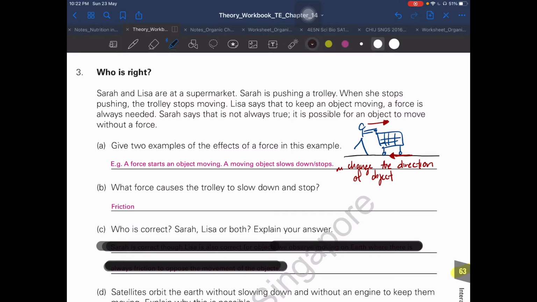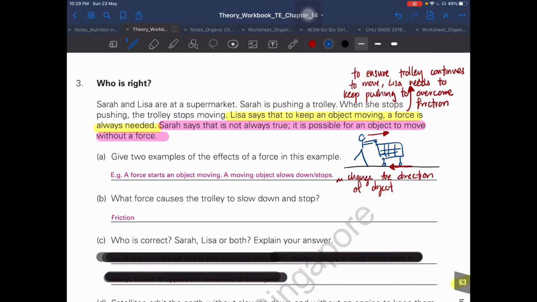Now in terms of who is correct, let's take a look at their statements again. The interesting thing is that both of them are actually correct. Let's take a look at the statements individually. For Lisa, we mentioned that to keep an object moving, a force is always needed. Now, this is quite intuitive. If you want to make sure that the object doesn't slow down, you don't want the friction to overcome the force. You need to continuously push the trolley. So to ensure that the trolley can continue to move, Lisa needs to continuously push it in order to overcome friction. Hence, Lisa's statement makes sense, because if not, the trolley will be slowed down by the friction at work.